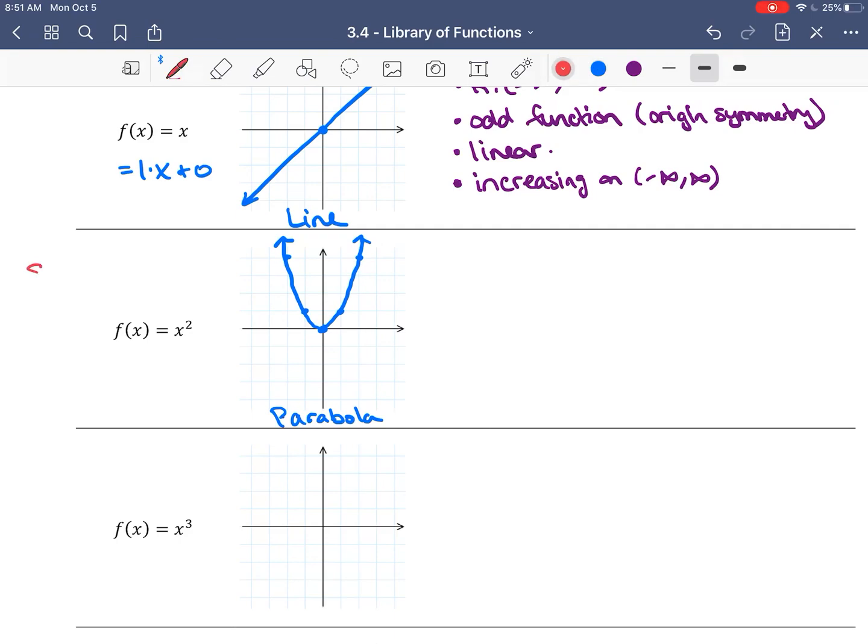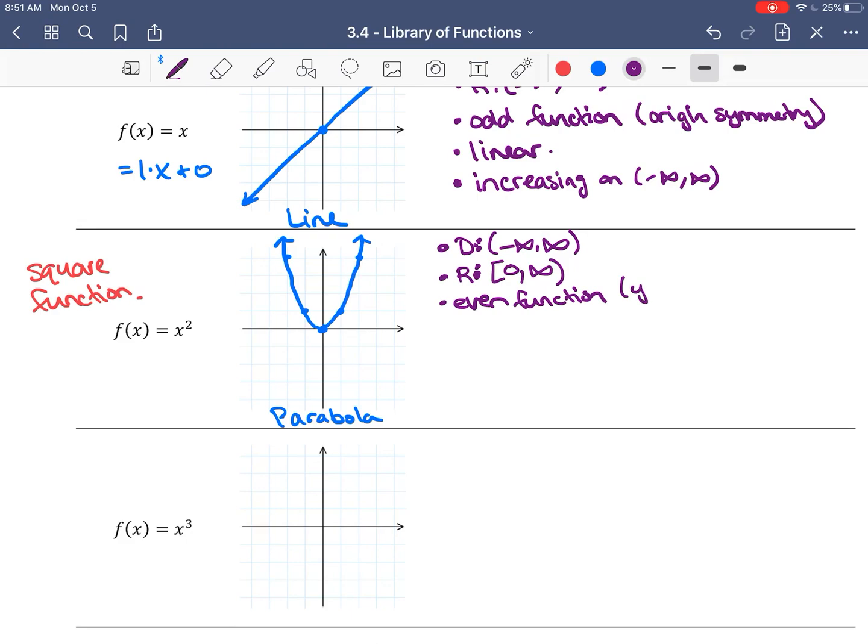It's sometimes called the square function. Now some properties. Again, the domain is all real numbers, or negative infinity to infinity. But now the range only hits all the non-negative numbers, so it goes 0 to infinity. It's an even function, so it has y-axis symmetry.